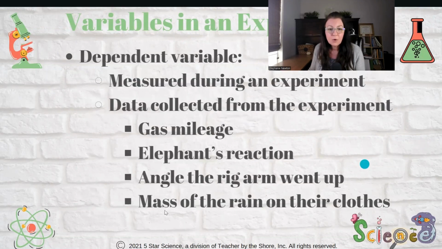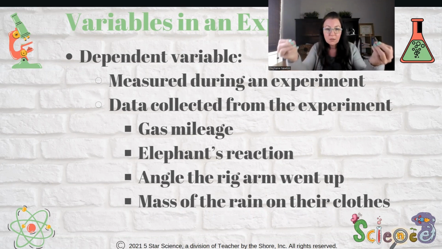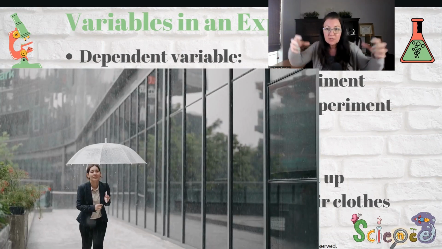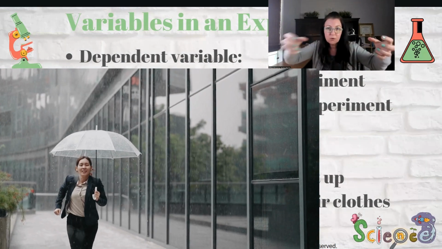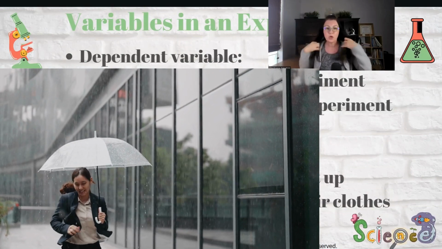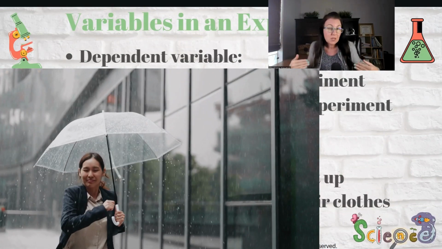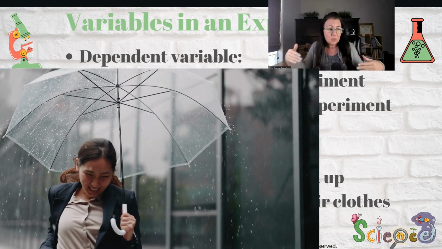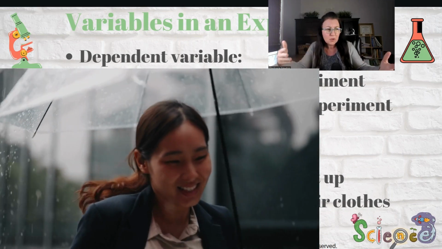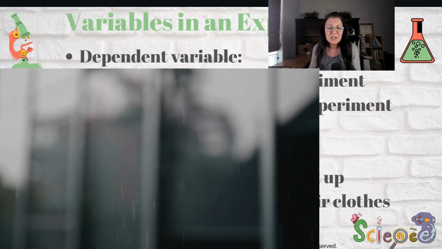The dependent variable was the mass or the weight of the rain on their clothes. That's what they were measuring. They literally measured the weight of the rain on their clothes when they were done. Now, I don't know if they had them change their clothes and they measured the actual clothes they were wearing in both groups, or if they just measured the people before and after, and assuming they weigh more when their clothes are more wet. I'm not sure how they did that.